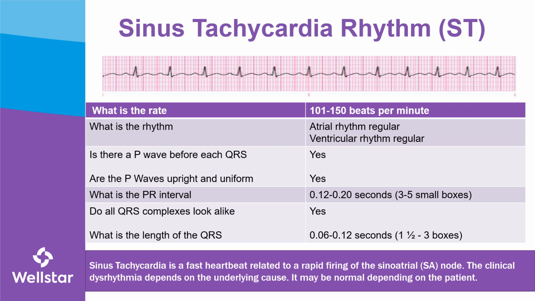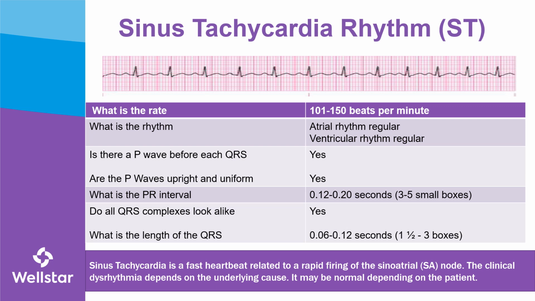There is a P wave before each QRS complex. The P waves are upright and uniform. The PR interval and the QRS complexes look alike, and the length of the QRS is normal, so it's not wide and regular. We'd be looking at something completely different were that not true.